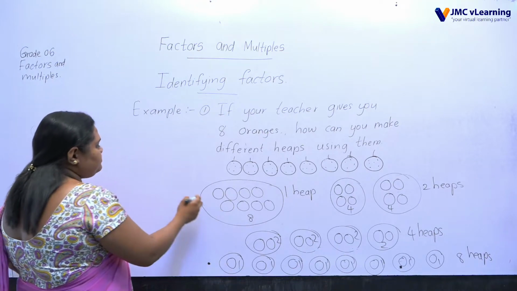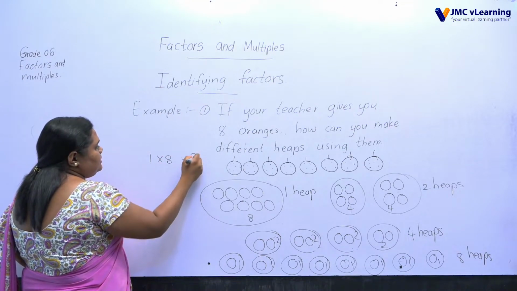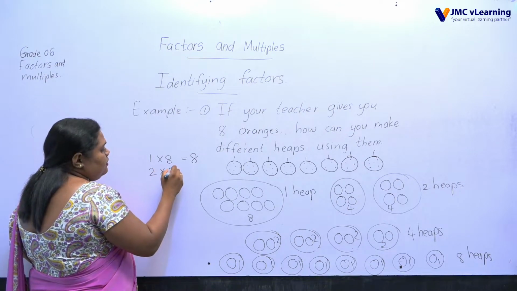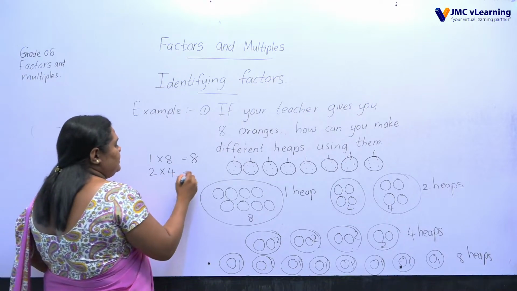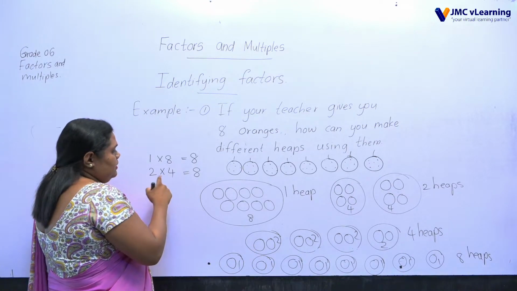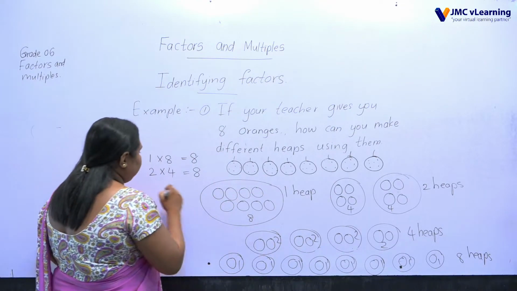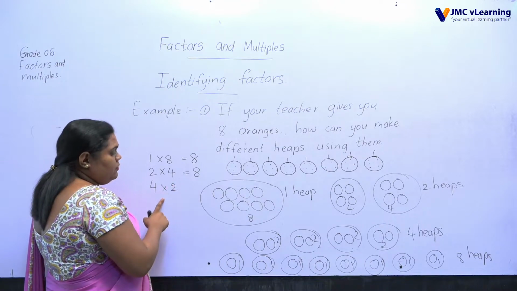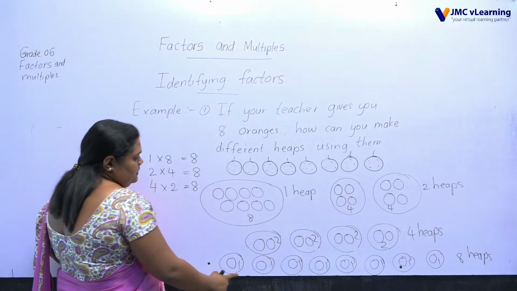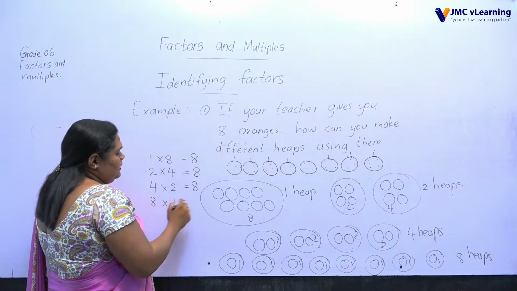Now here, one heap and it contains 8. So when we multiply together, what is the answer? 8. And there are 2 heaps and each heap contains 4 oranges. When we multiply them together we get the answer 8. There are 4 heaps and each heap contains 2 oranges, so 4 times 2, 8. There are 8 heaps and each heap contains 1 orange, so 1 times 8, 8.